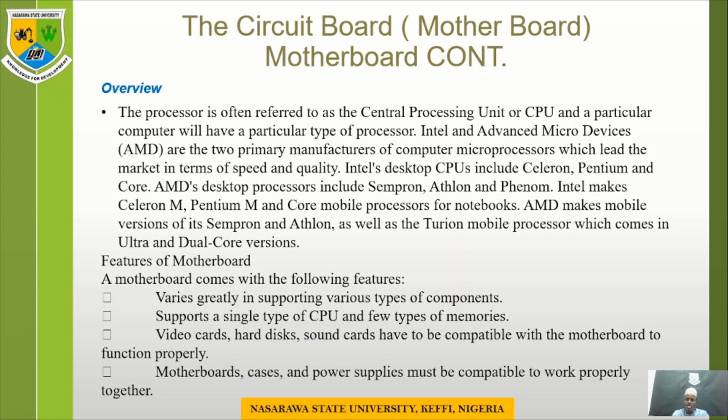Intel's desktop CPUs include Celeron, Pentium, and Core. While AMD's desktop processors include Sempron, Athlon, and Phenom. Intel makes Celeron M, Pentium M, and Core mobile processors for notebooks. AMD makes mobile versions of Sempron and Athlon, as well as a Turion mobile processor, which comes in ultra and dual core versions.